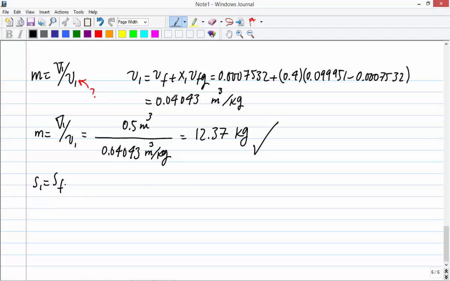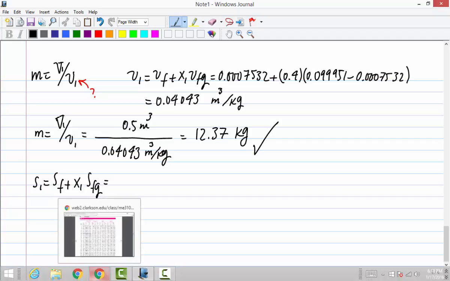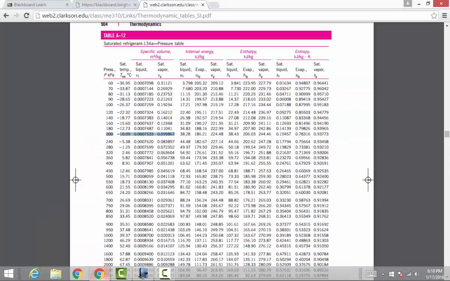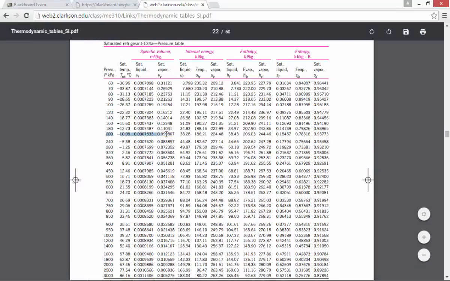They all can be solved by this famous equation. Then once again, the pressure is 200. So at this pressure, if I continue all the way here, these are Sf and Sfg. Please be careful: for specific volume, the first and second columns are Vf and Vg. But for internal energy, enthalpy, and entropy, the first and second ones are Uf and Ufg, and the third one is Ug. So these are a little bit different than these two.